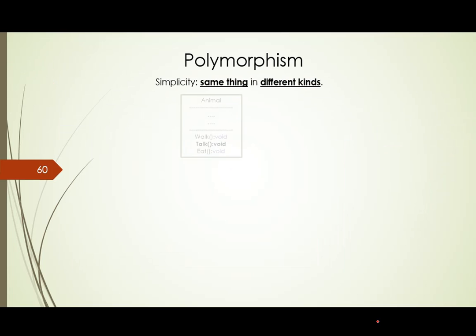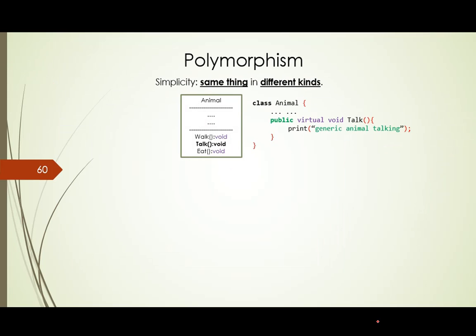Let's see an example. Let's say you have an animal class, and animal has some common properties that we don't want to see, and it has a method called talk. When we call the method, let's assume that the print method is actually Console.WriteLine, and it's printing that generic animal talking. That's it. As you have seen in the earlier inheritance examples, you can inherit from person to student and person to teacher, and we're going to do the same thing here.